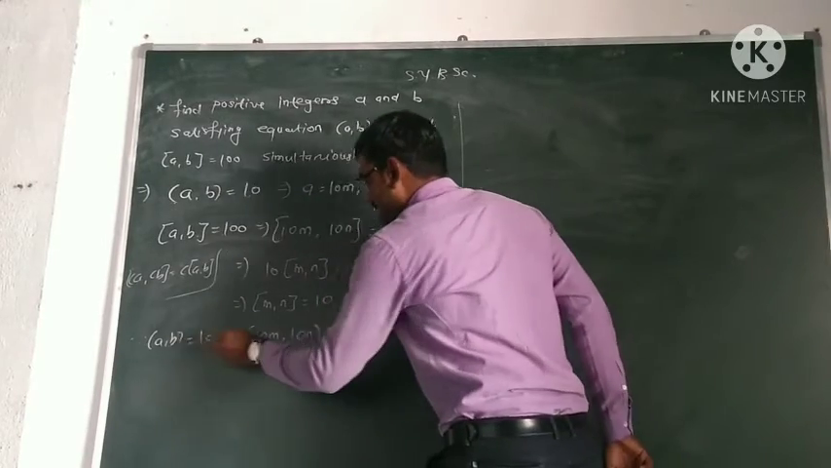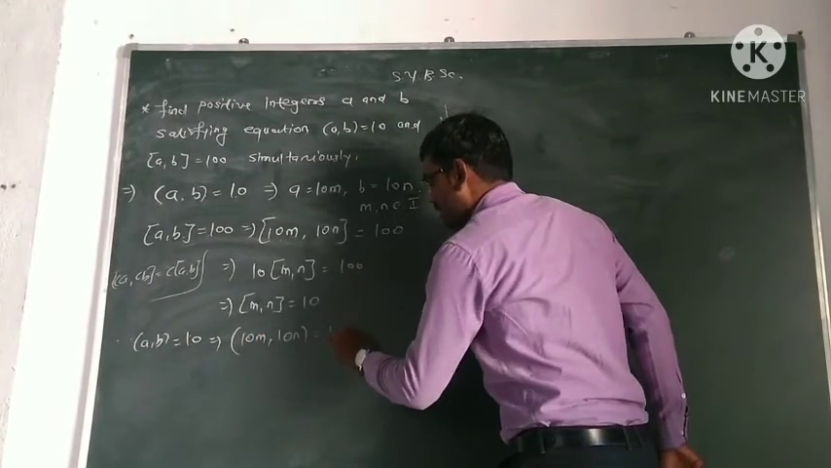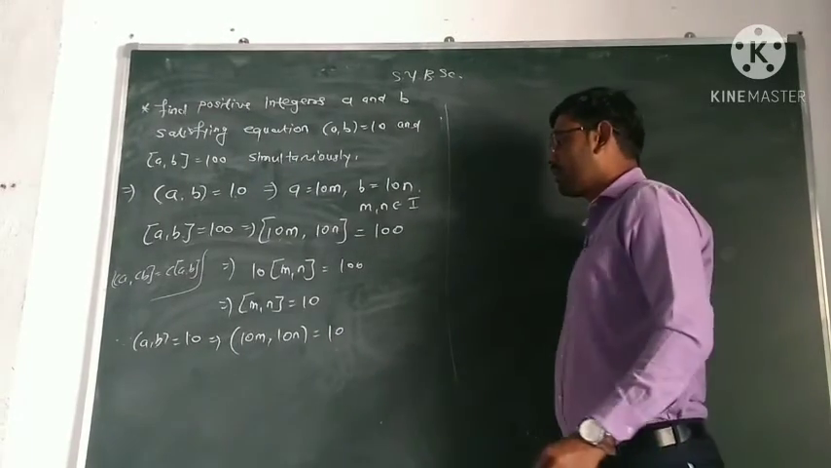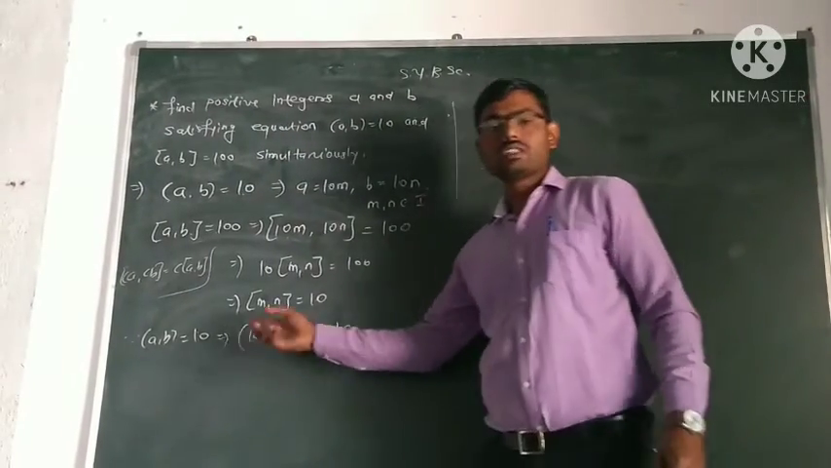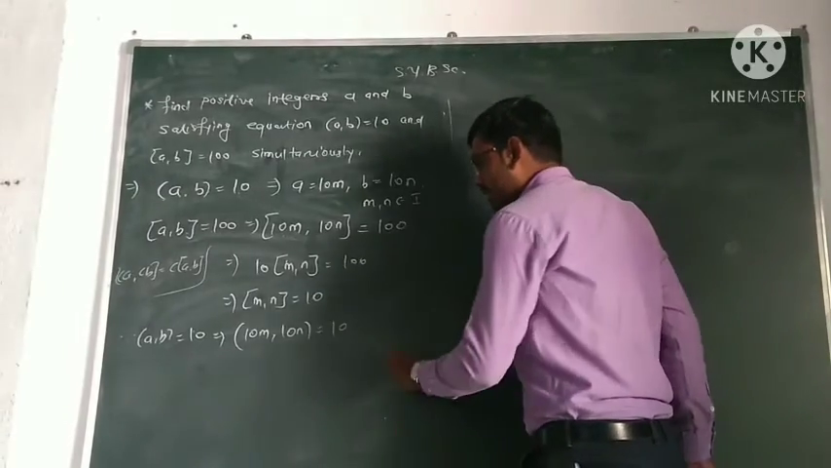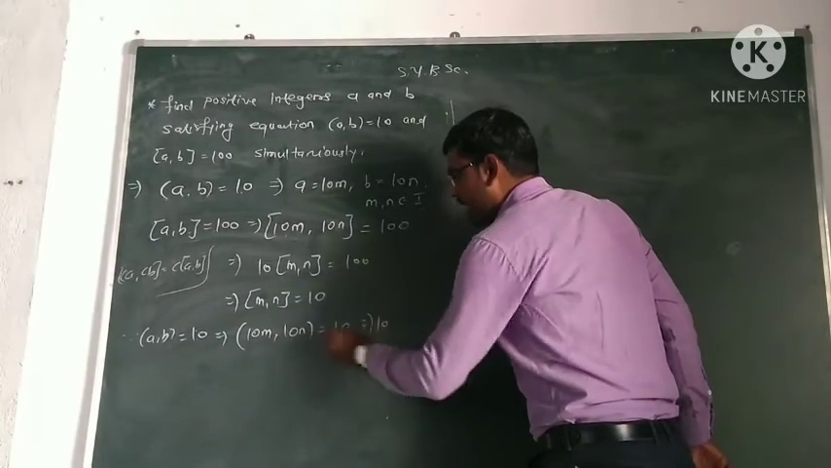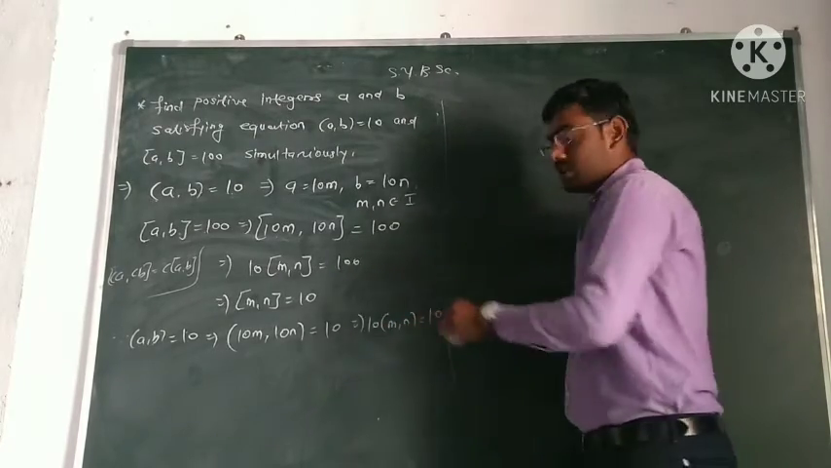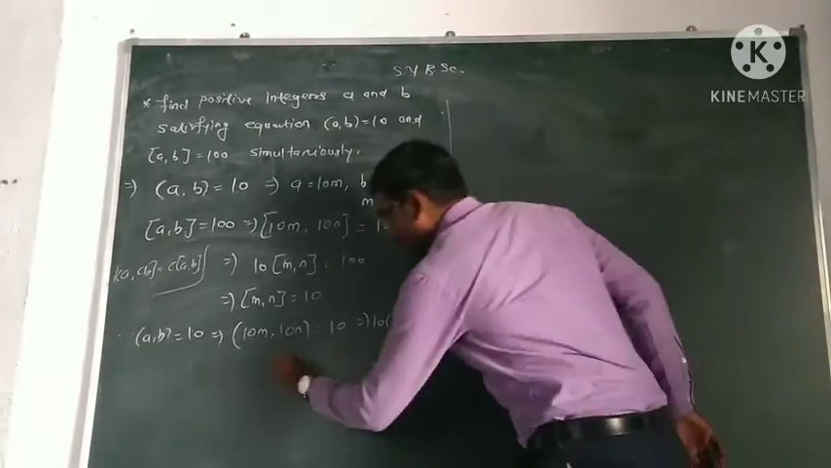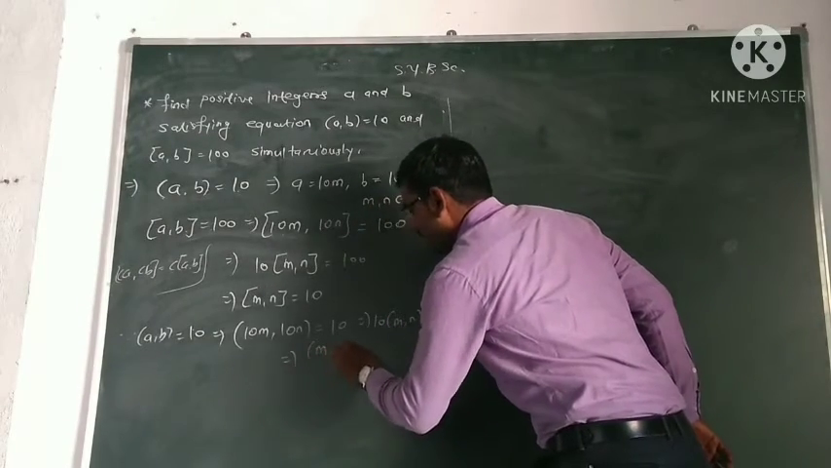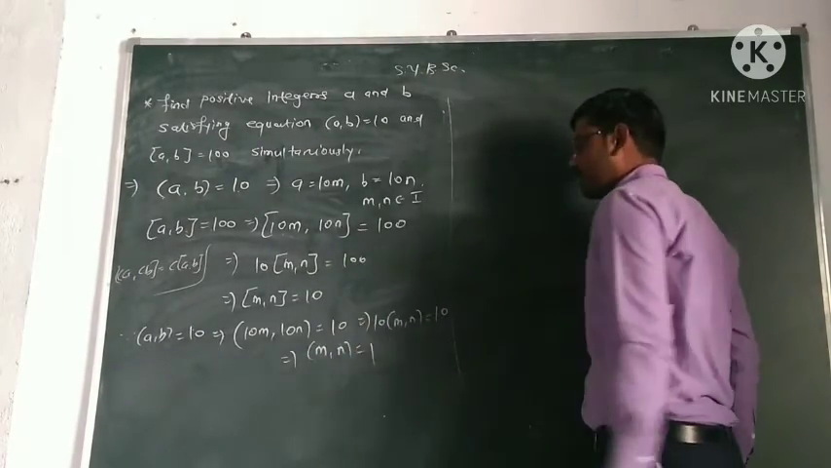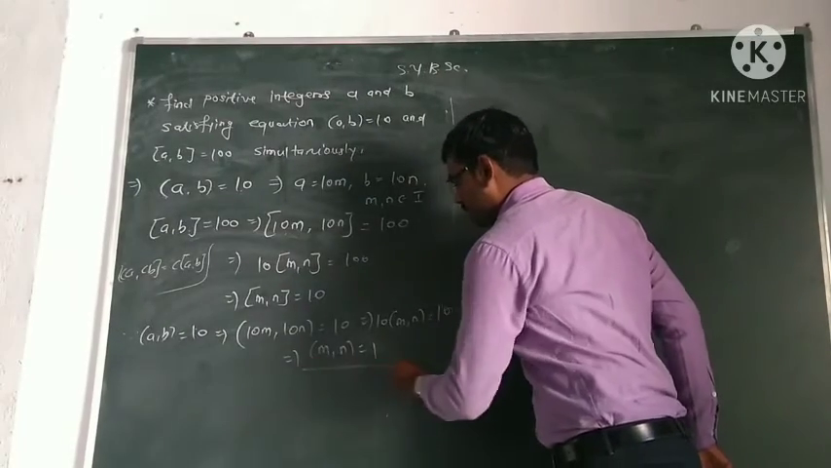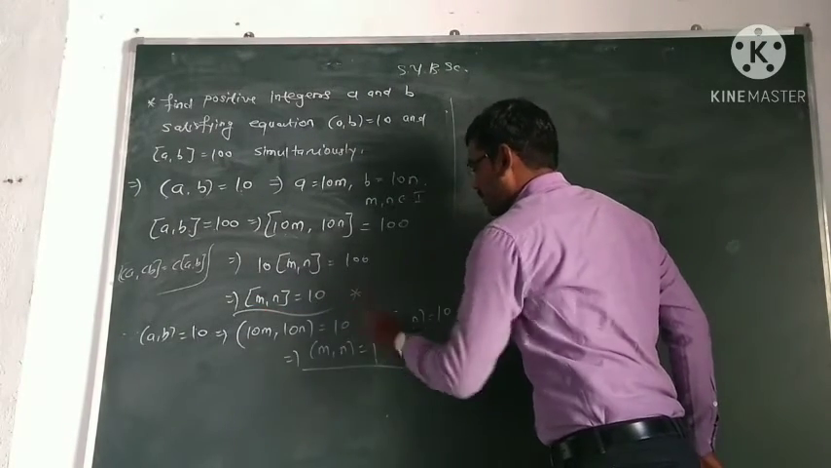So GCD of A and B is 10. GCD of 10M and 10N is 10. Again, we know we can take a common constant outside the GCD. This implies 10 outside, and GCD of M and N is equal to 10. Dividing both sides by 10, we get GCD of M and N is equal to 1. Okay.